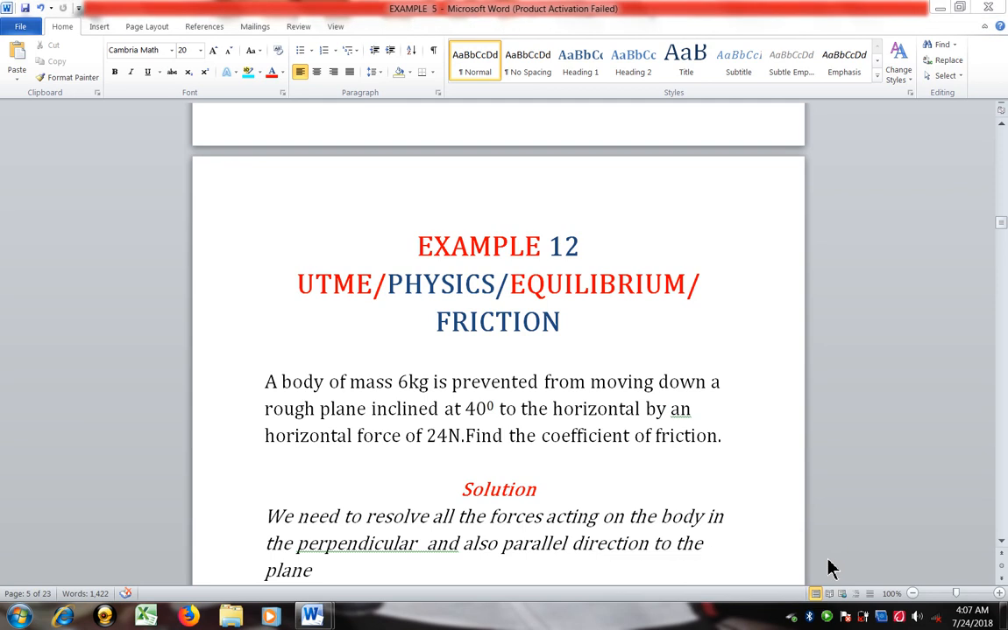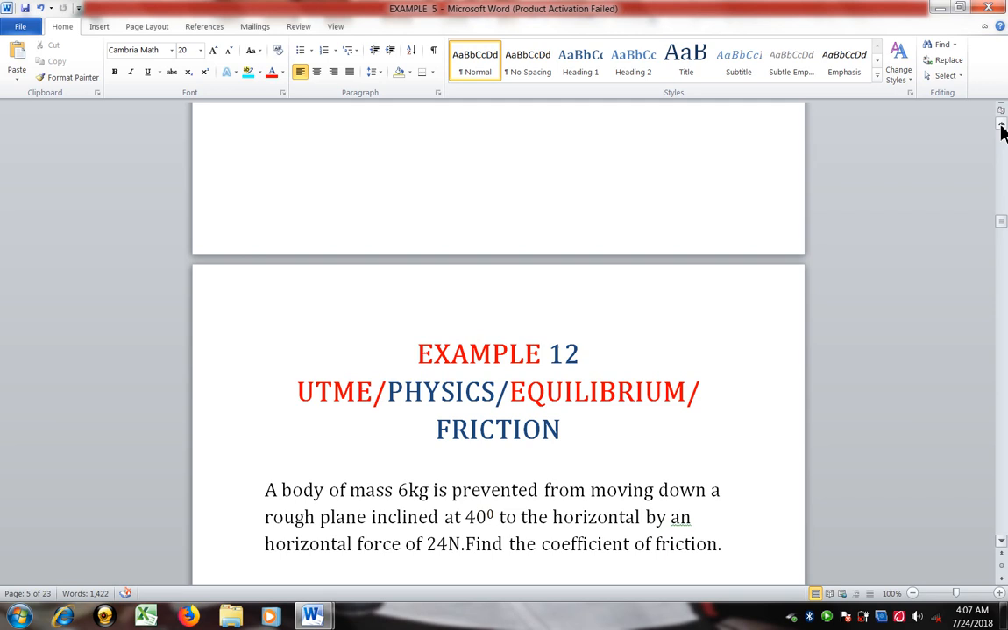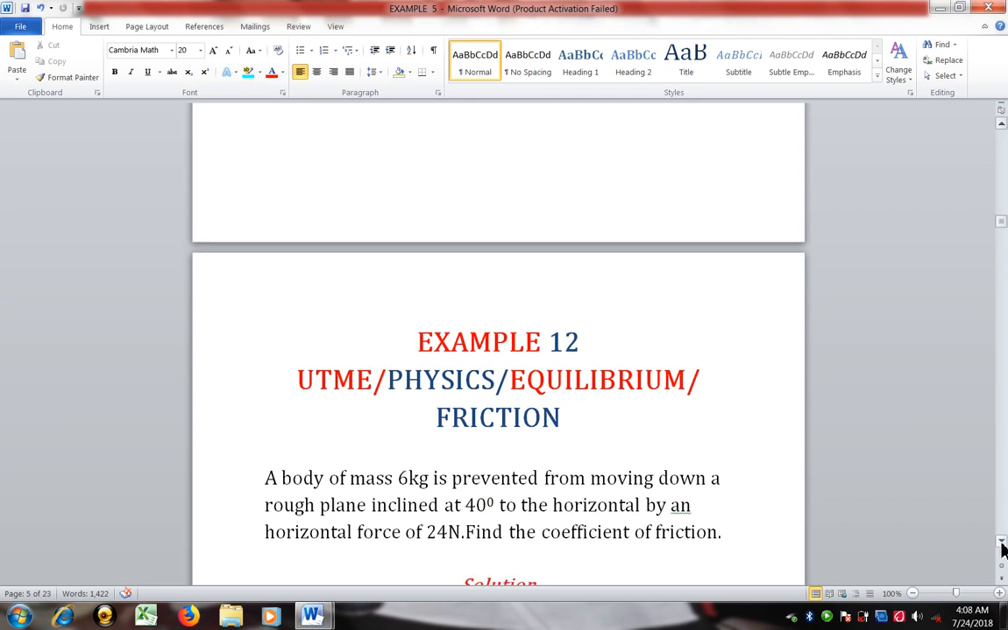A body of mass 6 kg is prevented from moving down a rough plane inclined at 40 degrees to the horizontal by a horizontal force of 24 Newton. Find the coefficient of friction.